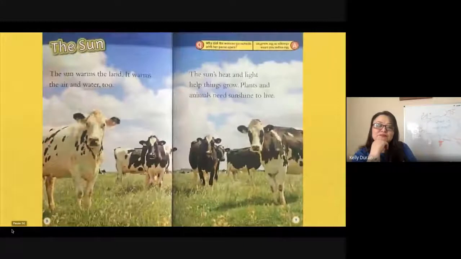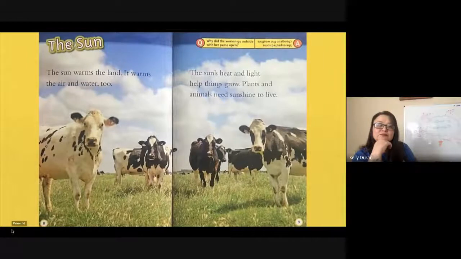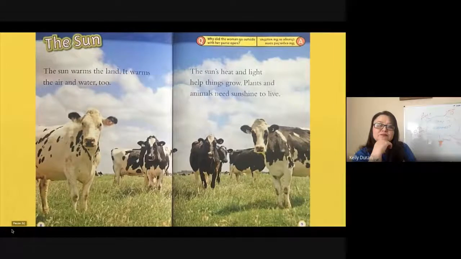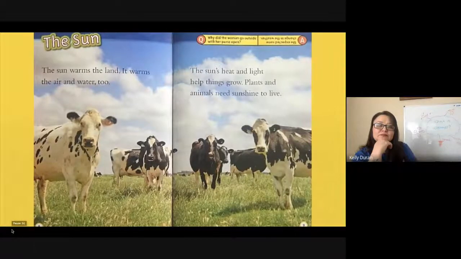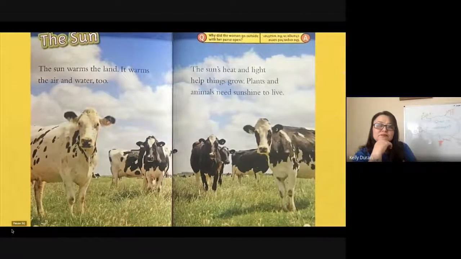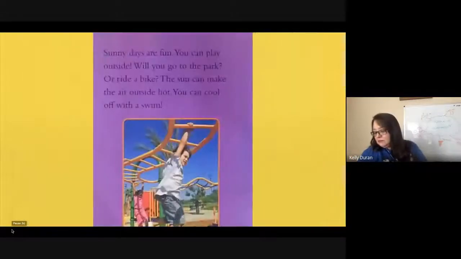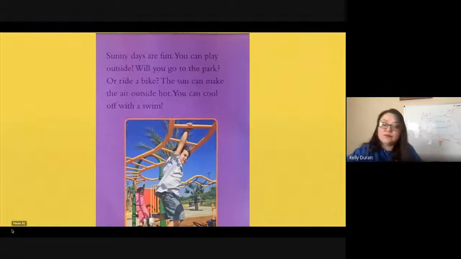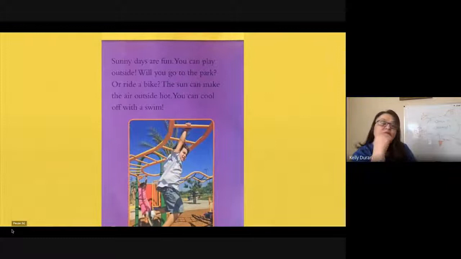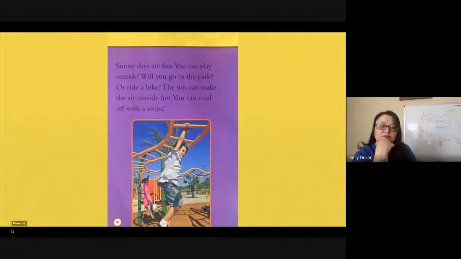But keep a lookout. Weather can change fast. The sun. The sun warms the land. It warms the air and water too. The sun's heat and light help things grow. Plants and animals need sunshine to live. Question: why did the woman go outside with her purse open? Answer: she expected some change in the weather. Sunny days are fun. You can play outside. Will you go to the park or ride a bike? The sun can make the air outside hot. You can cool off with a swim.